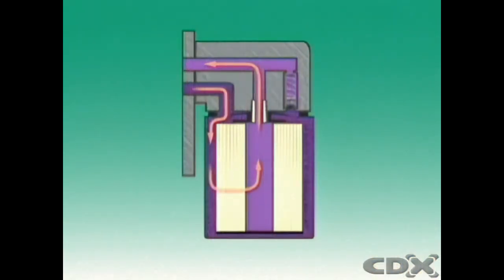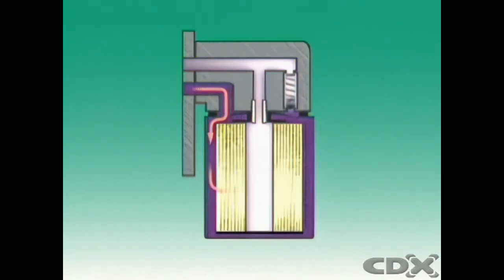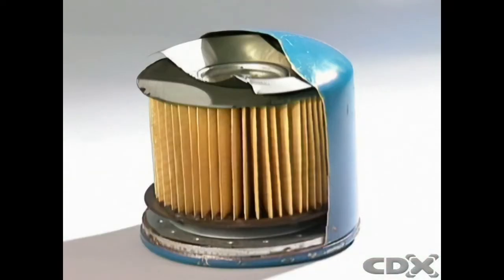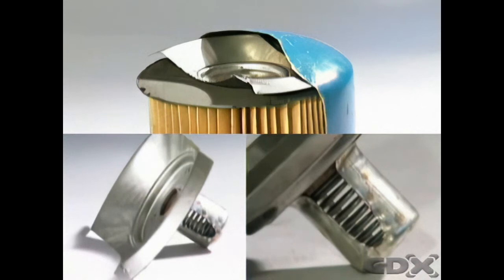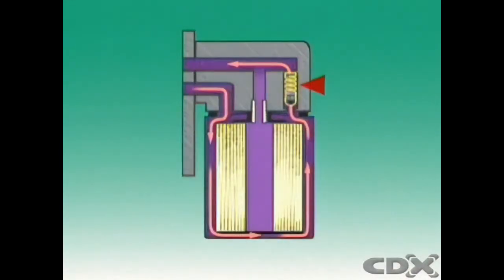Normally, all oil goes through the filter before it gets to the engine, but if the filter clogs up, it can starve an engine of oil. As a safety measure, full flow filters have a bypass valve. If the filter clogs, this valve opens and directs unfiltered oil to the engine. Dirty oil is better than none at all.